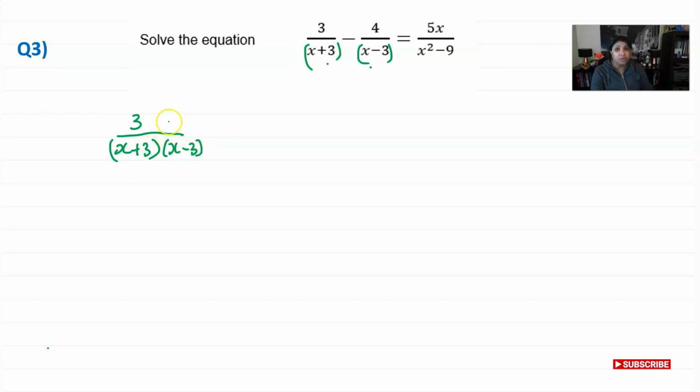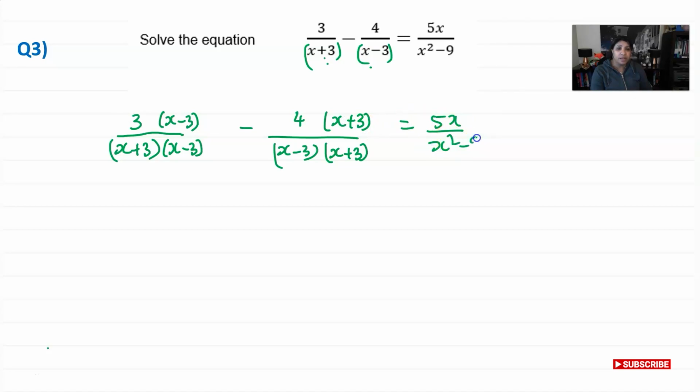You need to remember to balance it, so x minus 3 with the numerator as well. Take away 4, and then I've got x minus 3 and then I need to multiply with that part on that side, so x plus 3 here, balance it, so I've got x plus 3 here, and that's equal to 5x over x squared minus 9.